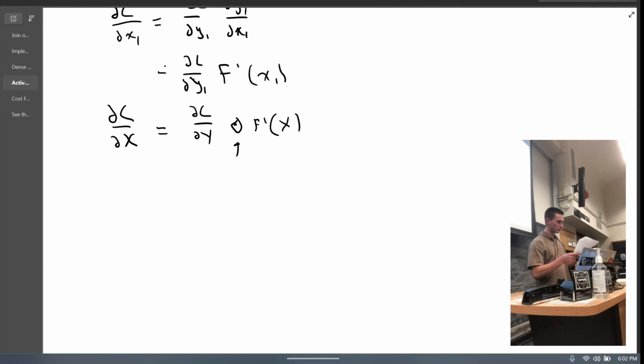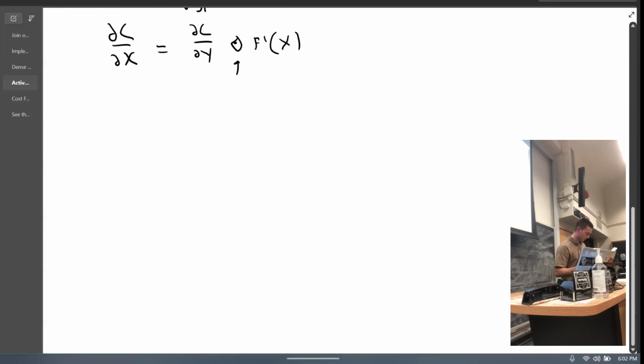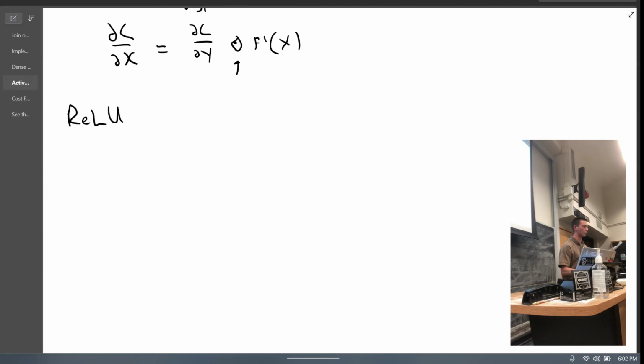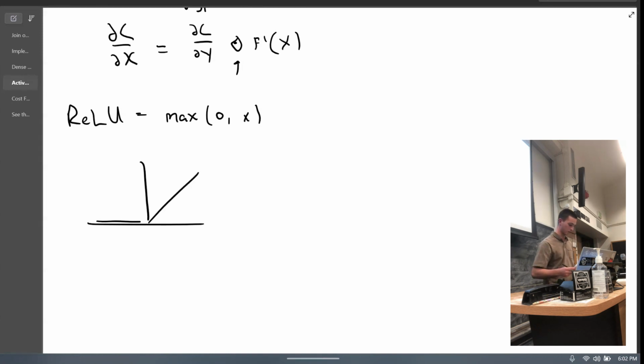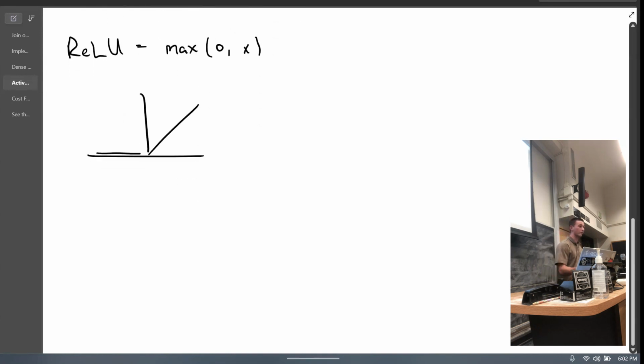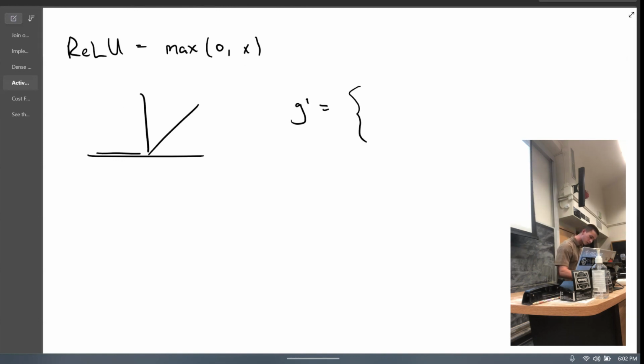Okay. So I'll briefly talk about two of the activation functions we're going to use. A very common one is called ReLU, which is given by this formula, the max of 0 and x. So all that looks like is when you pass in a negative value, you get 0, and when you pass in a positive value, you get a line with slope of 1. And the derivative here is pretty easy. It's 0 and 1.